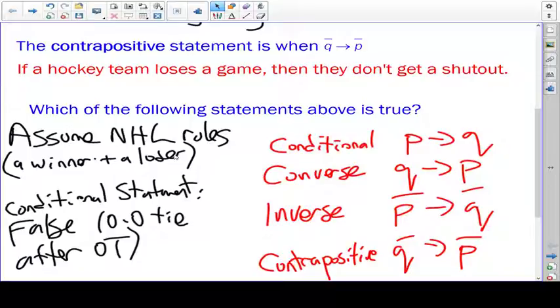Right? And that's actually what our research proved, right? We researched it and said you don't necessarily win if you get a shutout. You can have a 0-0 tie after overtime, and then it goes to a shootout.